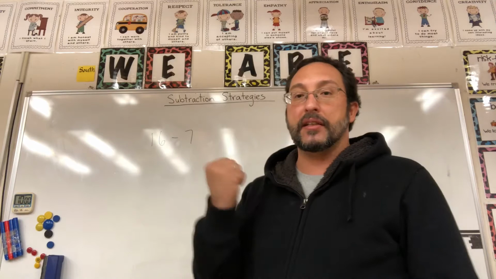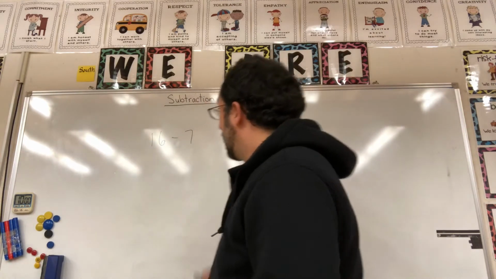One way to do it is to count backwards. So we start at 16 with a closed fist, and 15, 14, 13, 12, 11, 10, 9. So I've counted back 7, and the answer I got to here was 9. So 16 minus 7 is 9.